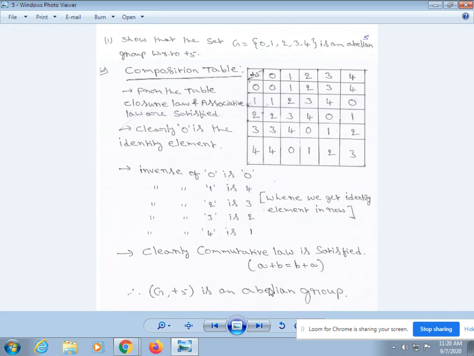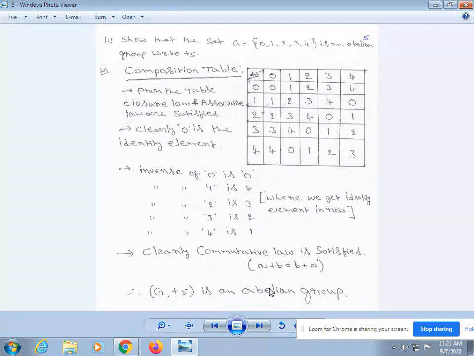Next row, 3 plus 0 addition modulo 5 equals 3. Next, 3 plus 1 is 4. Less than 5, then we get the same number. Next, 3 plus 2 equals 5, then remainder is 0. Next, 3 plus 3 gives 6, which is greater than 5, then remainder is 1. Next, in the same way 3 plus 4 is 7. 7 minus 5 equals 2. Remainder is 2.